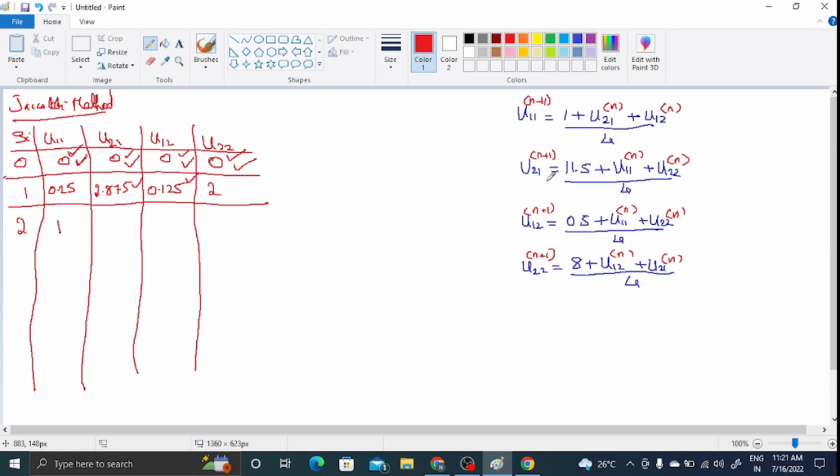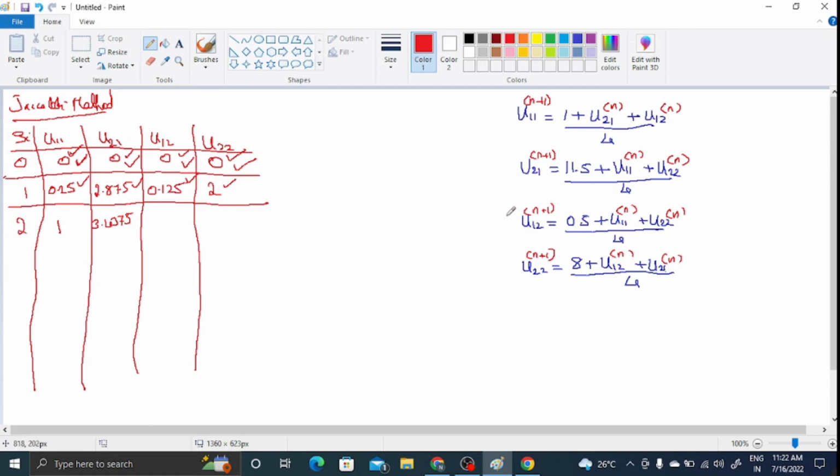Now find U21. For U21, 11.5 plus U11, which is 0.25, plus U22. U22 is 2. So what is the answer? 11.5 plus 0.25 plus 2 divided by 4 is what? 3.4375, right? So that is U21.